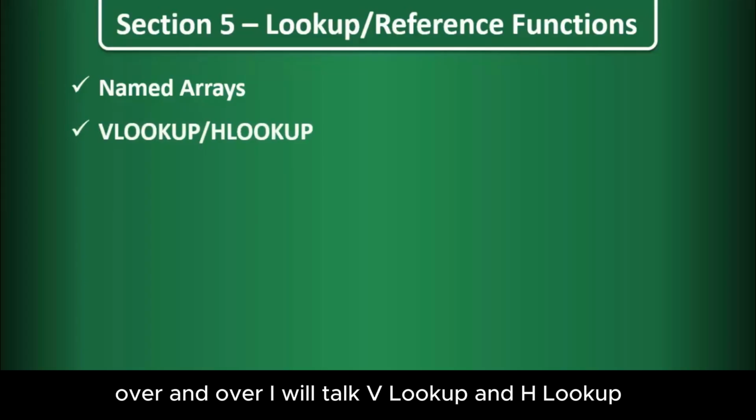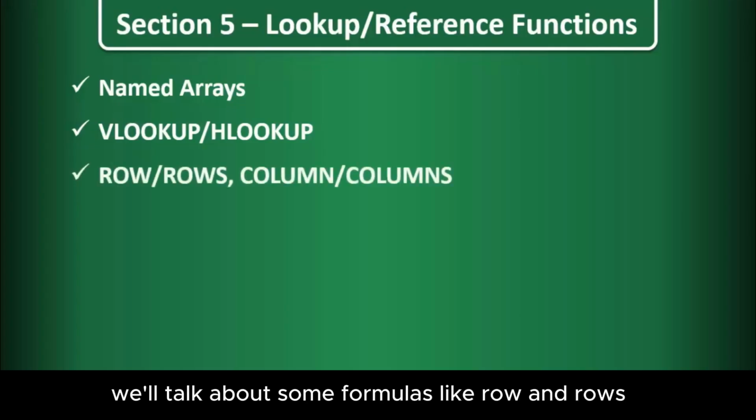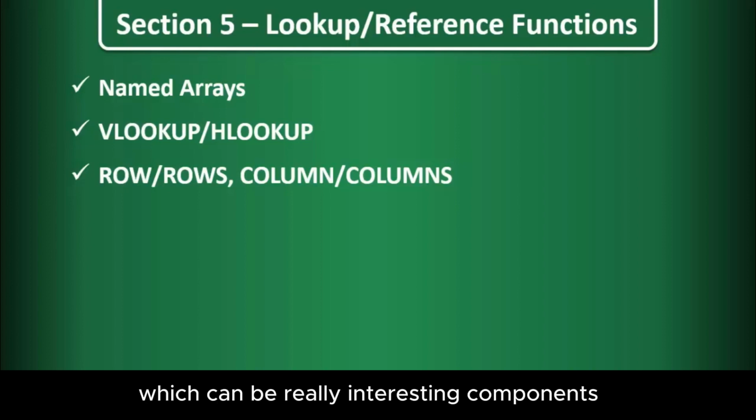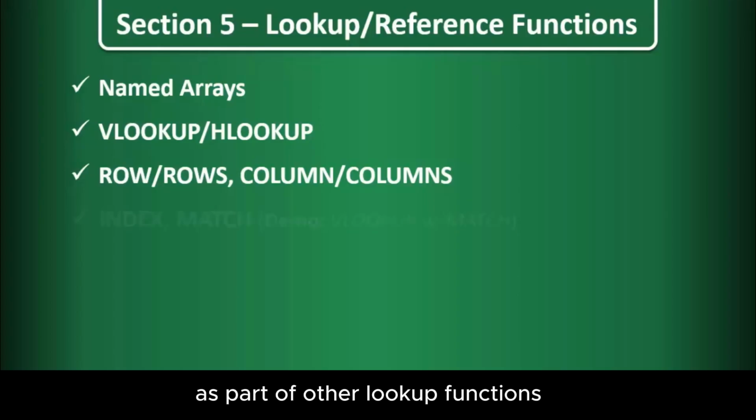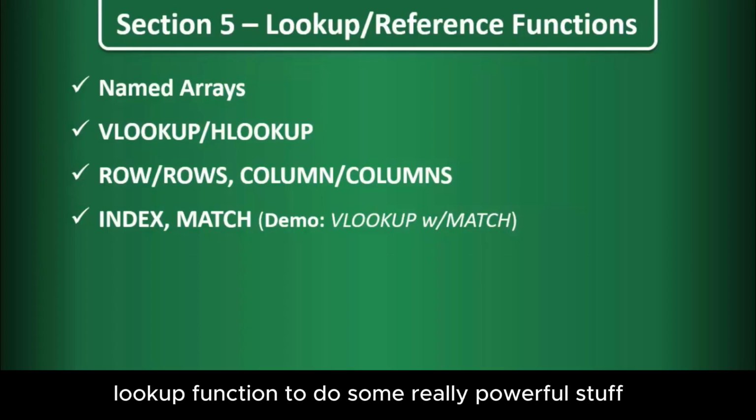We'll talk VLOOKUP and HLOOKUP, which are two classic lookup functions that are used all the time in Excel. We're going to talk about some formulas like row and rows and columns, which can be really interesting components as part of other lookup functions. We'll go into index and match, talk about how to combine those, how to use match with a VLOOKUP function to do some really powerful stuff.